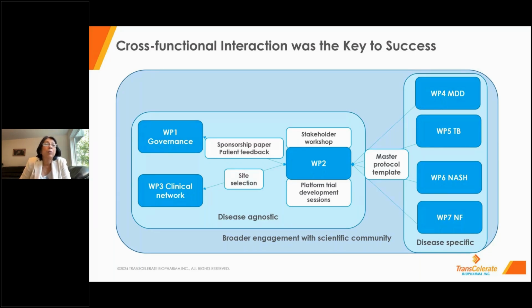So we had work package 1, which dealt with the governance that would be required for such a platform trial. And many of the ethical and governance policy documents were fundamentally unchanged from the more traditional forms of clinical trials, although some of them did require adaptation for the more complex data sharing arrangements that occurred during platform trials.